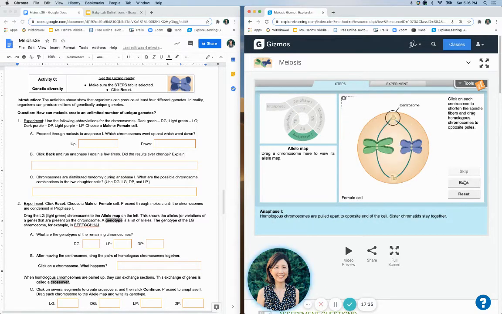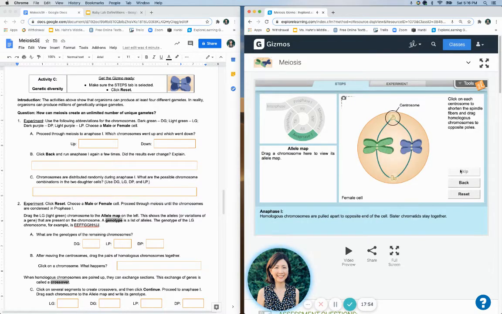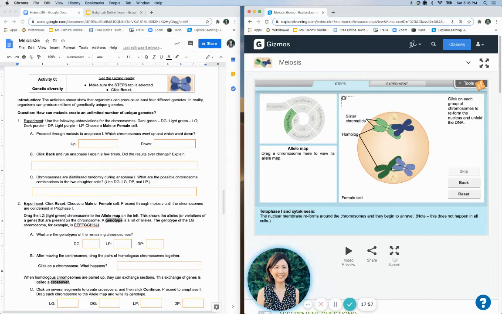And then we're going to go back, and we're going to do it again. And it didn't change. Okay. And then we'll go back and do it again. Oh. Now the dark green went this way. So what it's trying to show is that it's pretty random. Sometimes the dark green comes down this way, sometimes dark green goes up there. Okay, so they randomly separate. It's not like it does the same thing each time. So you're going to go ahead and put that. This is dark green, light green, dark green.